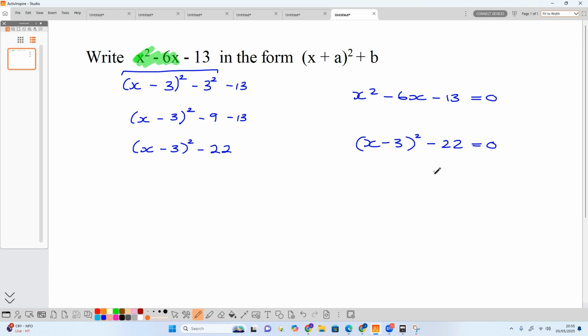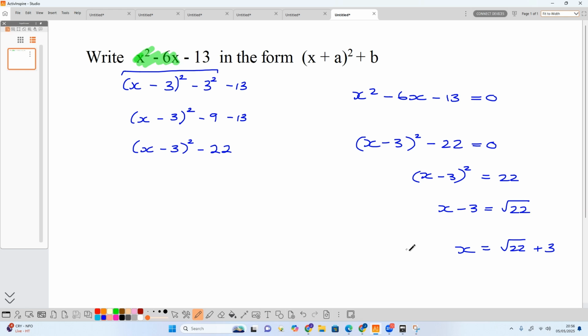Right, now solving this then. X minus 3 squared, we're going to add the 22 to both sides to start with, so that equals 22. Then I'm going to square root it to get rid of the square. X minus 3 is the root of 22, and then we need to add on the 3. X equals the root of 22, add 3.